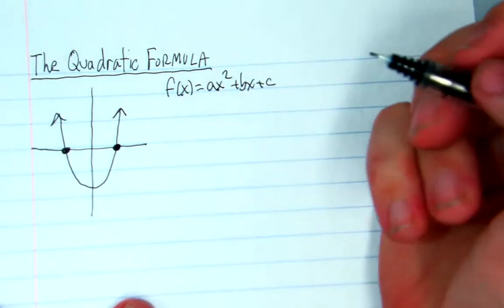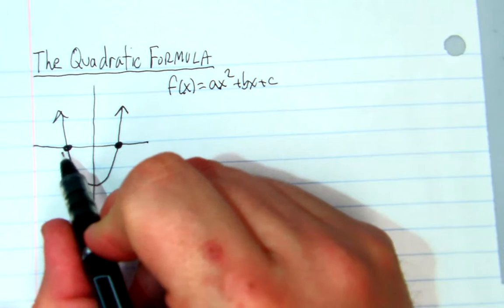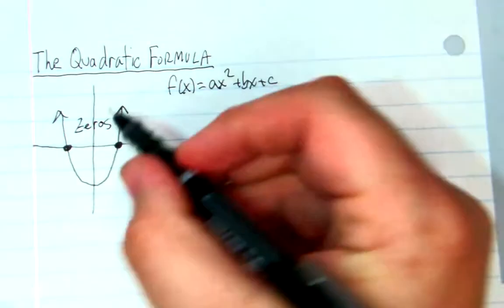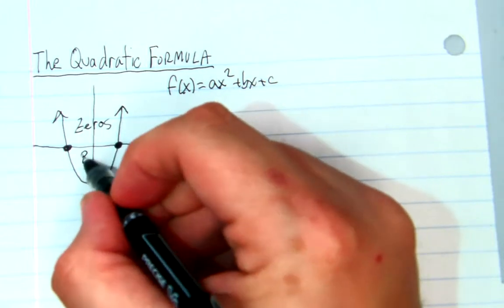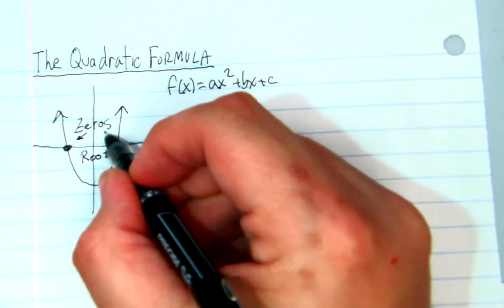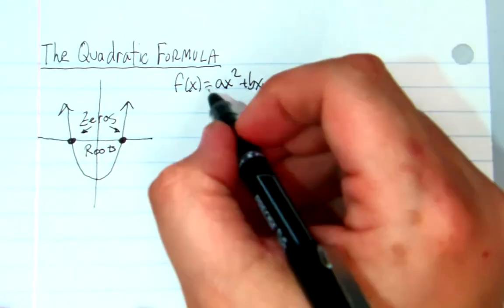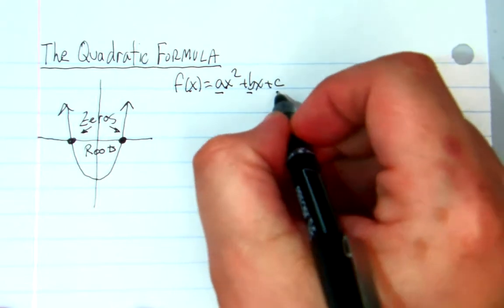there are a couple really important points. These 2 points right here are my zeros, but they're also called roots. So, if we don't have a graph, sometimes it's difficult to find these, but the coefficients are the key to all of them, A, B, and C.